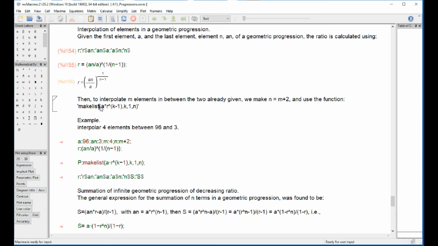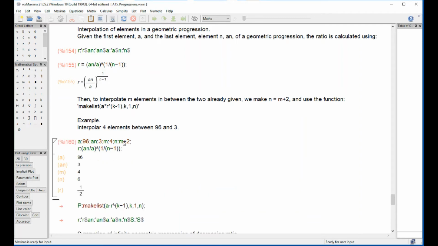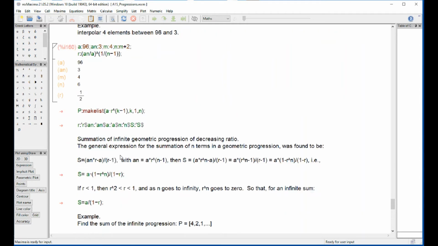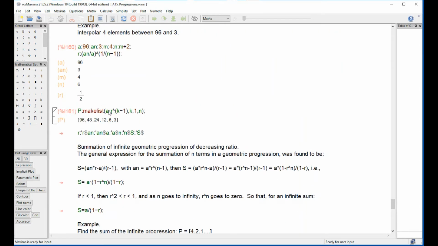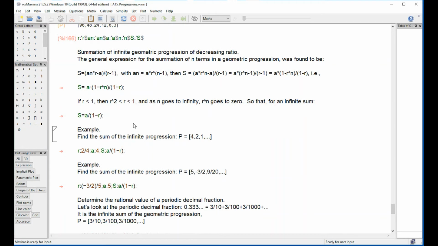And then we're going to use the makelist, where instead of adding, we're going to multiply by the ratio to the k minus 1. For example, interpolating m equal 4 elements when the first element is 3 and the last element is 96. N is simply the number of elements in total, which is m plus 2, and the ratio is equal to this. With that ratio given, we can calculate our makelist, which gives the terms 96, 48, 24 down to 3.